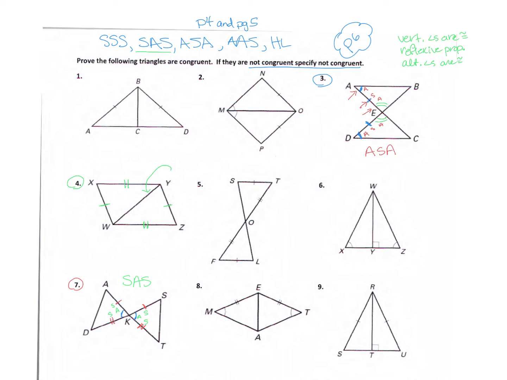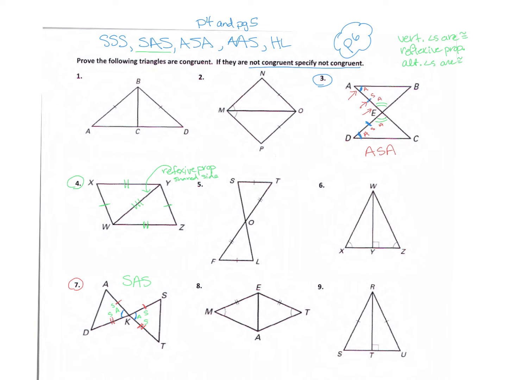WY is in both triangles. So this is my reflexive property. This is a shared side. Both of these triangles share this side. So I'm going to mark it. I'm going to mark it with 3 marks so it looks different because it's in both of the triangles. It's in the triangle on top and it's in the triangle on the bottom. And so it's congruent to itself.